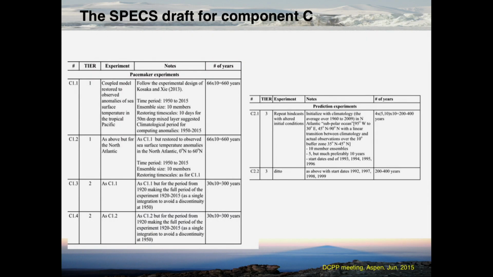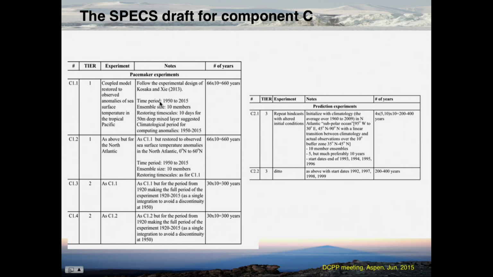So the second milestone on this road to Aspen is the SPECS meeting that happened last February, where we came up with a draft for these component C experiments. Also, I guess you can't see here, but you have three types of experiments with the volcano that Leon is talking about. He's going to talk about this later.